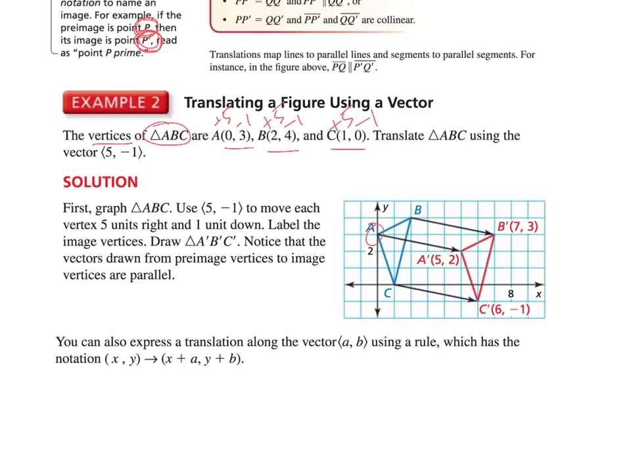So these were my original points, and after I apply the vector components, all these points get shifted. And those are my new points. So here I have A prime, B prime, and C prime. It's really simple once you get the hang of it. And one important thing to be aware of, you can also express translation along the vector using a rule, which has this notation. So whenever you see this type of notation, you're talking about a translation.